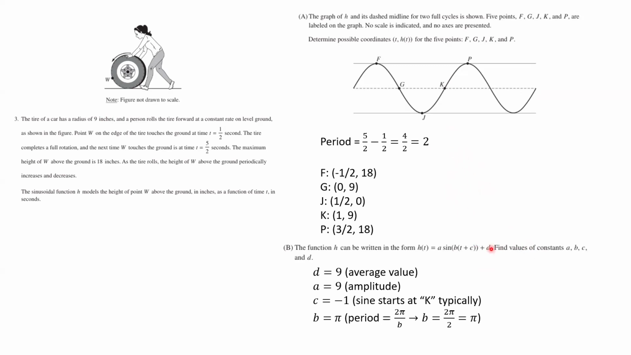So D represents how much is shifted. If you remember, just transformations in general. This is shifted up by 9 because the average value is 9. So D equals 9. A is the amplitude. So amplitude is how much it goes up and down from the average value, the midline. So it goes up 9 and goes down 9. So the amplitude is 9. So A is 9. Okay, so the trickier part is the horizontal stuff.